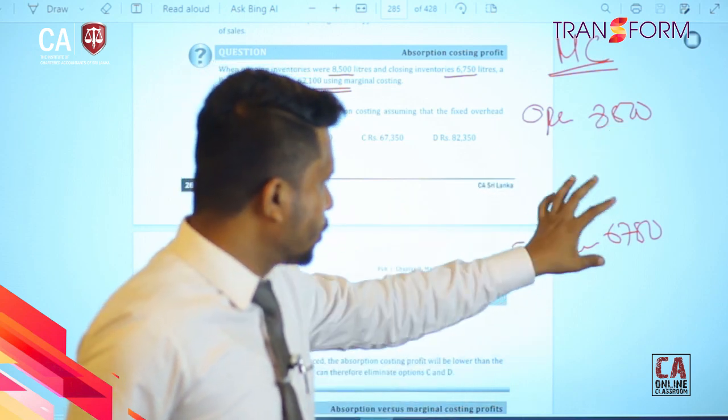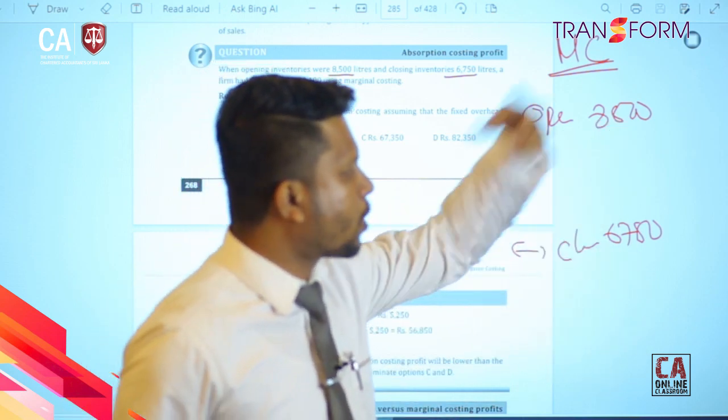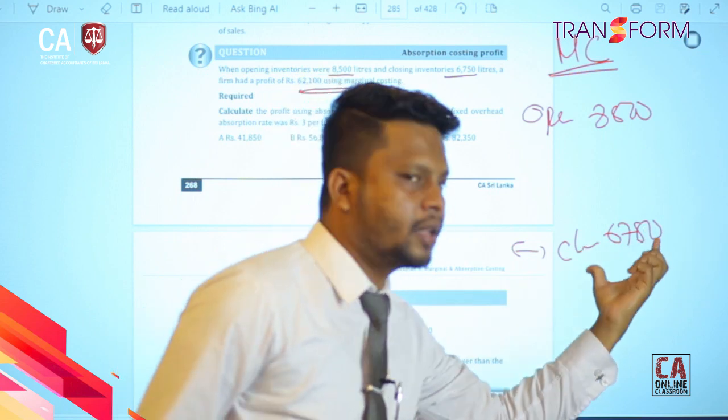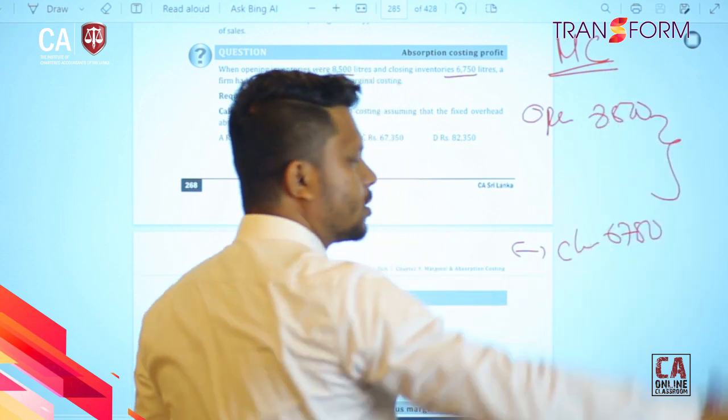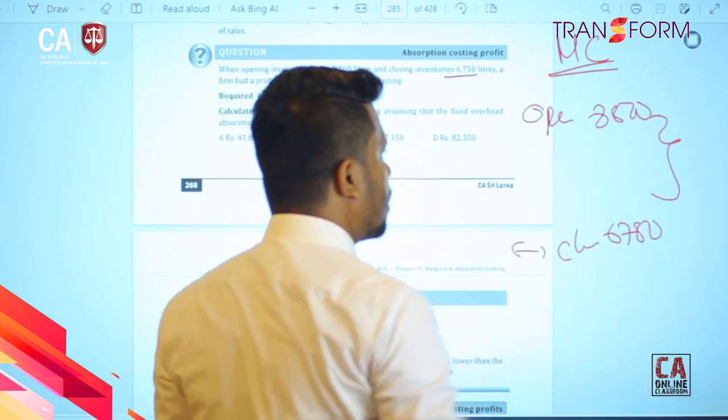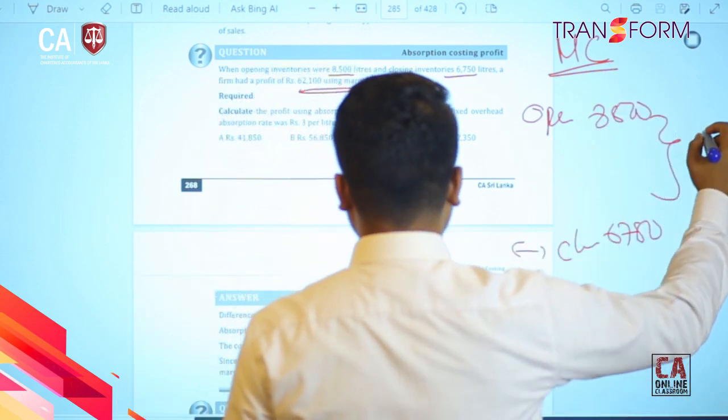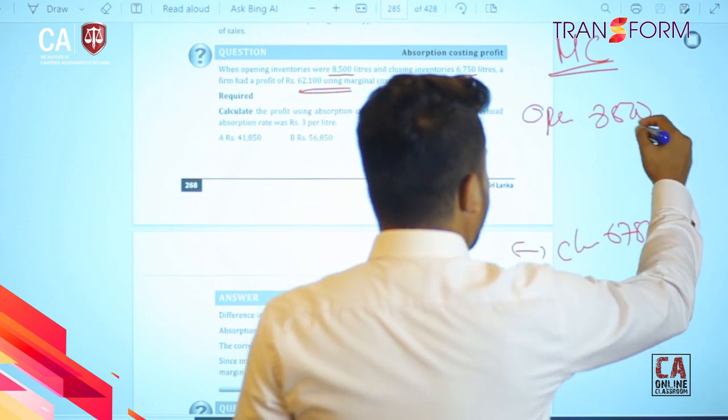So what you need to do is, if you want to calculate the profit under the absorption costing, you need to incorporate the fixed cost for this. What you can do is you can take the difference. The difference is what?